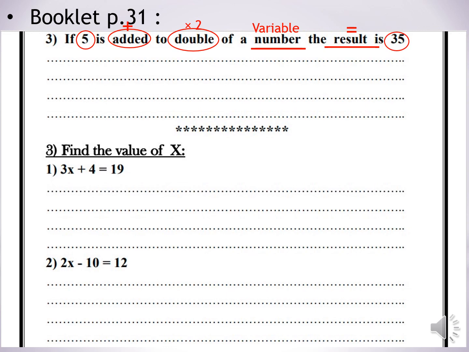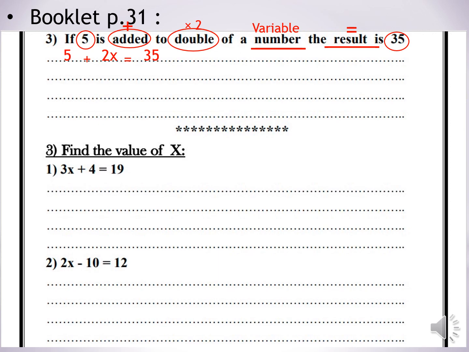I want to change this phrase into an equation. So I will make it 5 plus, this is added, double means times 2, means 2 and the variable, so it will be 2x. 2 times the variable, we don't have to write times, so we will write it 2x directly. There is a hidden multiplication between them. The result means equal 35. So 5 plus 2x equals 35. I want to find the value of x.